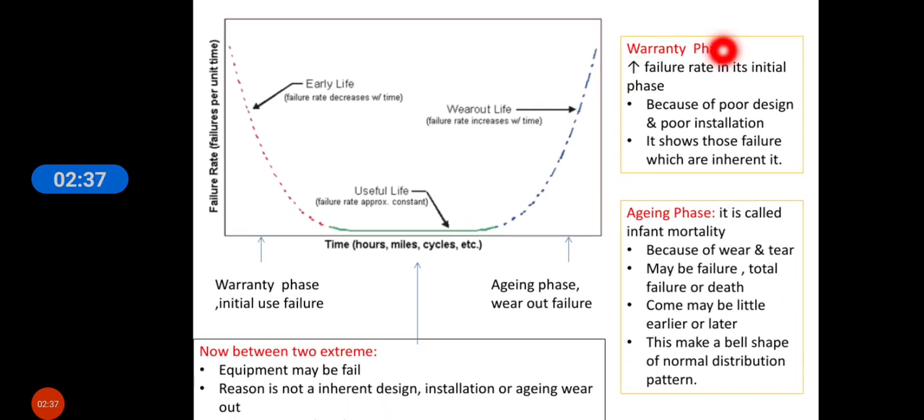In the warranty phase, there is a high failure rate in the initial phase because of poor design or poor installation.